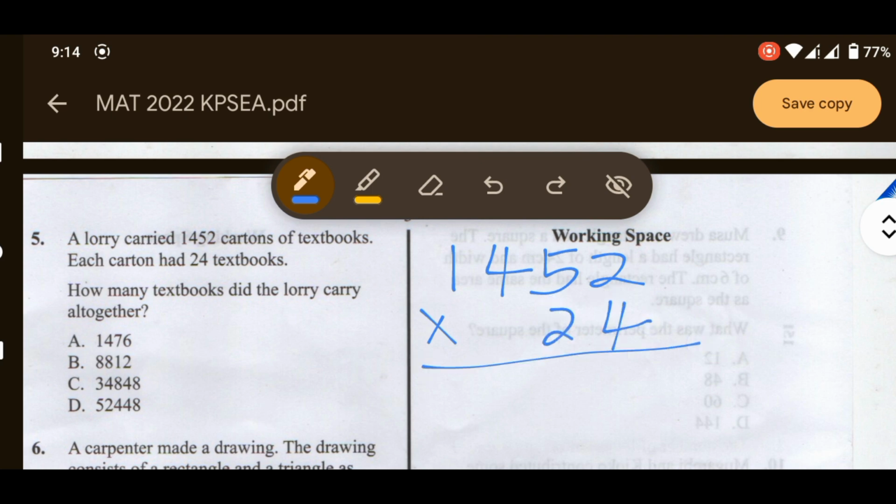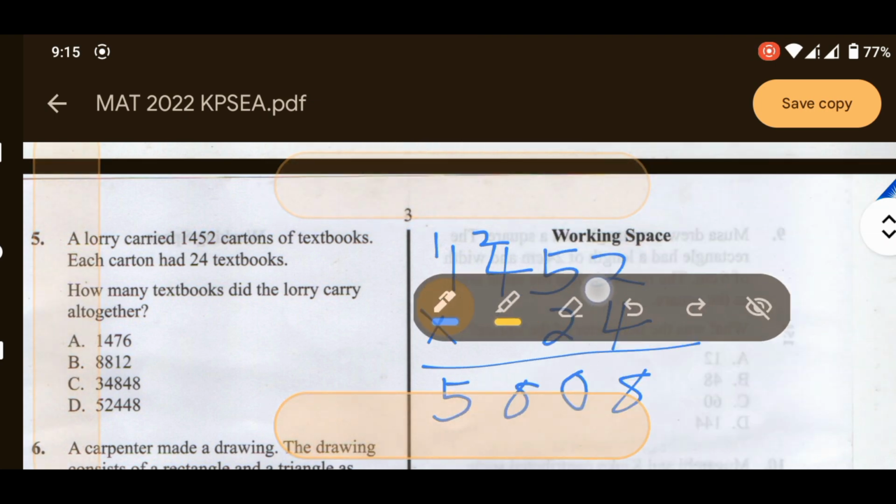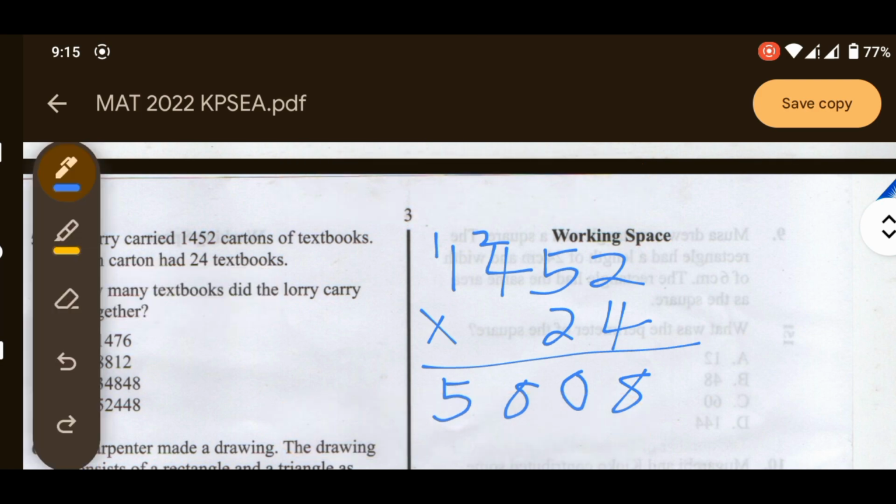And we start with the one side or the unit side. So 2 times 4 is 8. 5 times 4 is 20, so 0, carry 2. Then 4 times 4 is 16, plus 2 is 18, so 8, carry 1. 1 times 4 is 4. 4 plus 1 is 5. Okay. And put this one on the side.